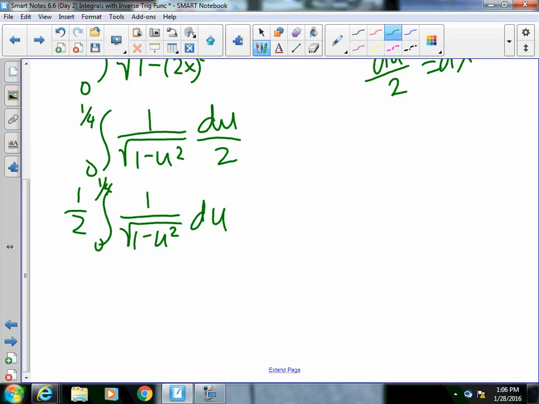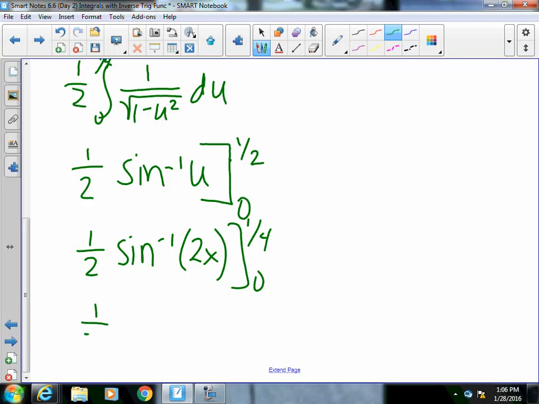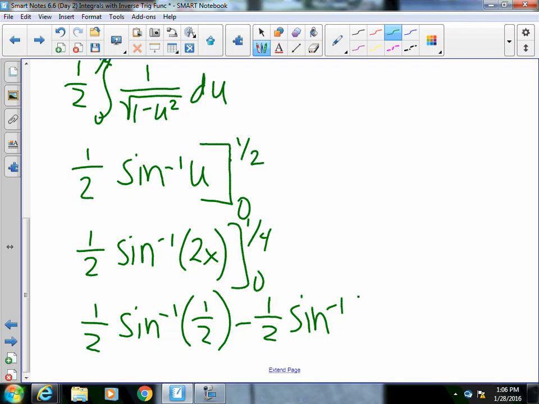The antiderivative of 1 over radical 1 minus u squared is inverse sine. Make sure you're keeping your integral sign until you antiderive. So 1/2 sine to the negative 1 of u. U is not really u, it's really 2x, so we need half of inverse sine of 2x from 0 to 1/4. Or 1/2 sine inverse 2 times 1/4 is 1/2, minus inverse sine of 0, which is 0.